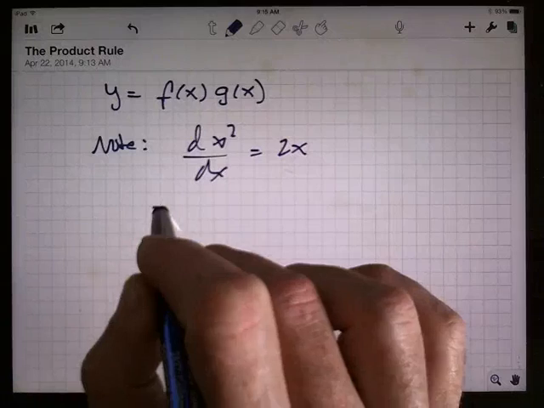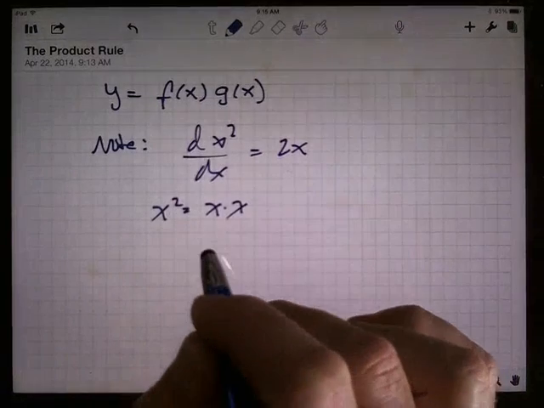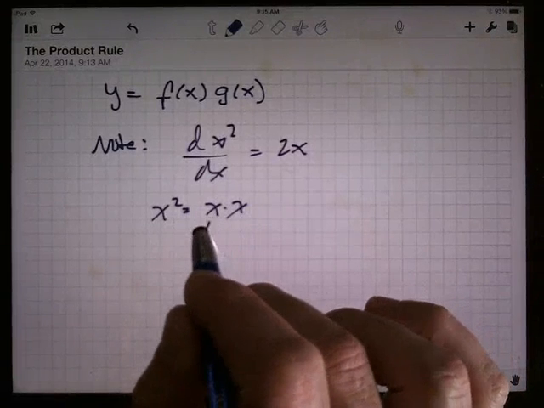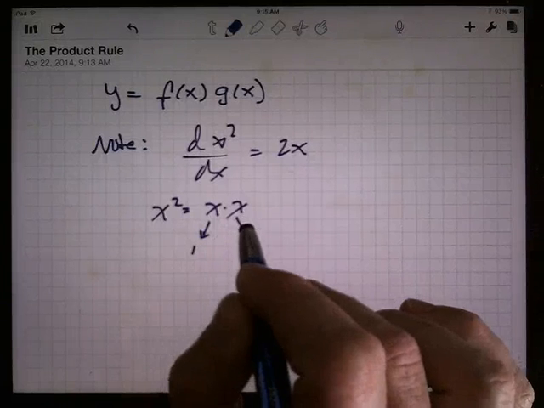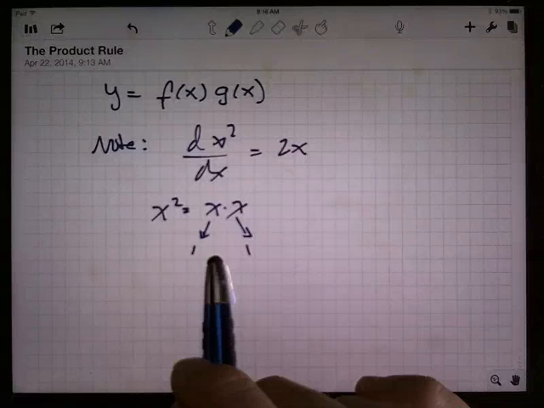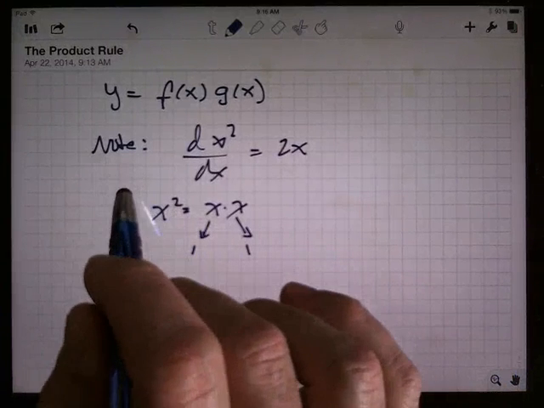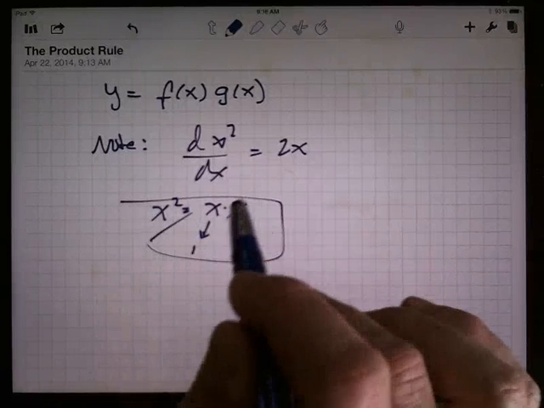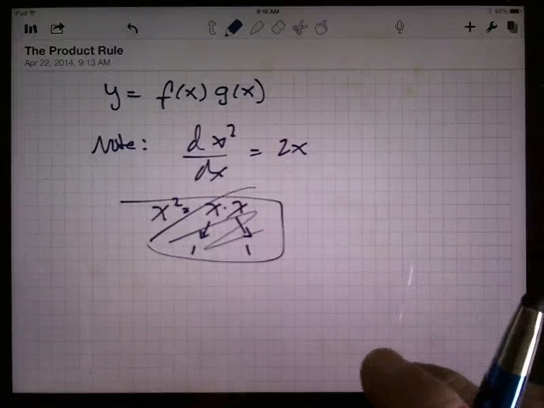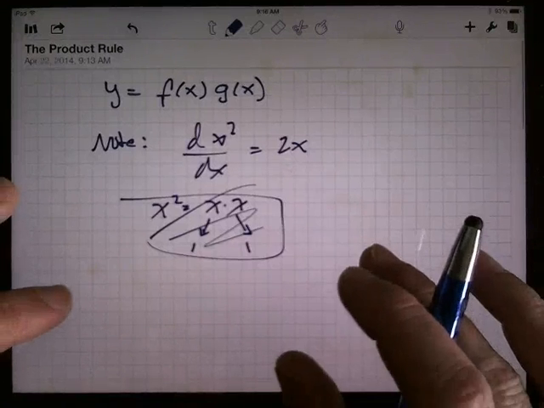But notice that x squared is equal to x times x. So if the derivative of this product was a product of derivatives, the derivative of that one is 1, and the derivative of this one is 1. And so certainly the derivative of x squared is not equal to 1 times 1. So we don't have the product of the derivatives is the derivative of the product. So we have something else.